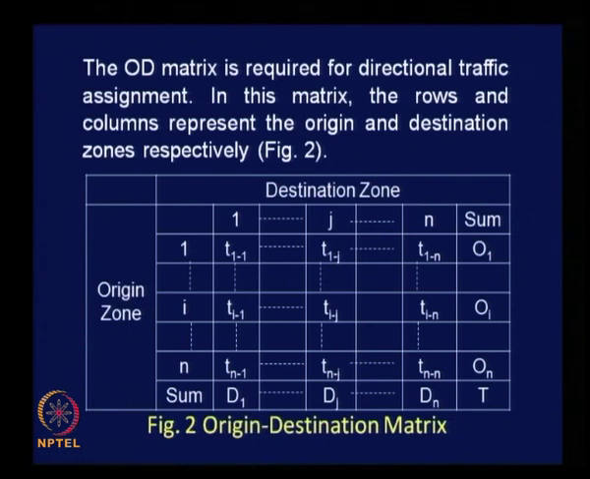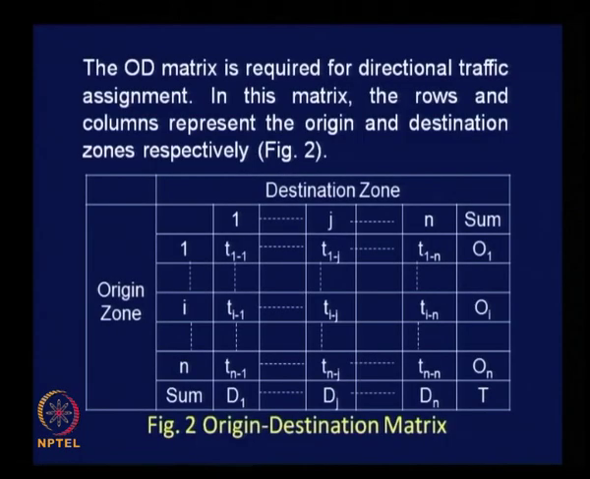Ti-j means trips originating from i destined to j, that is the meaning. The number in that cell will give you information about the number of trips originating from i and destined to j, right. That means the direction of movement is clearly indicated, that is the point.